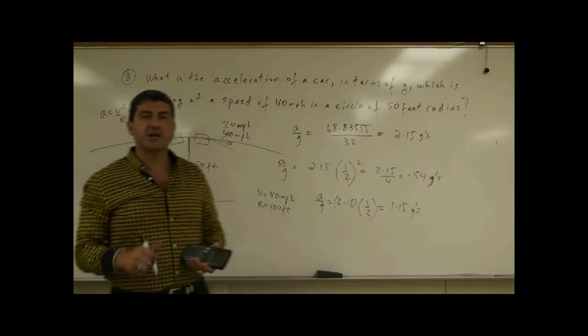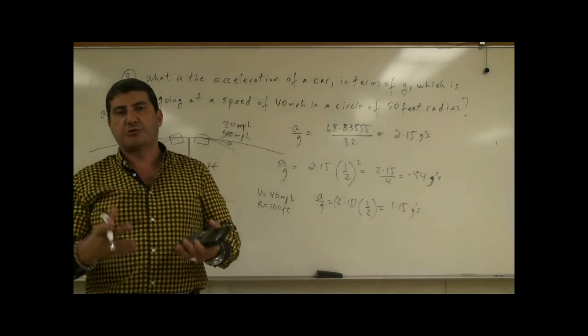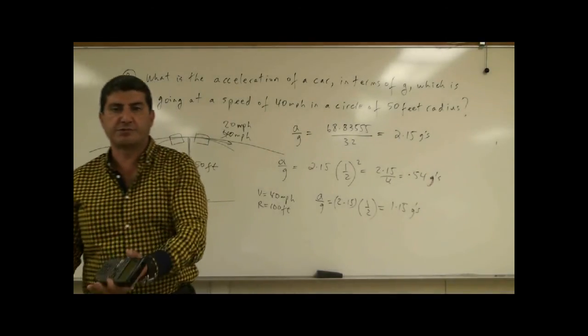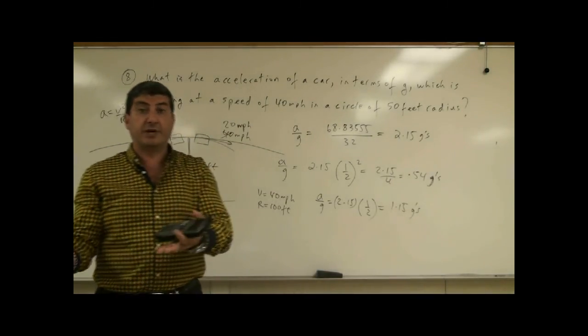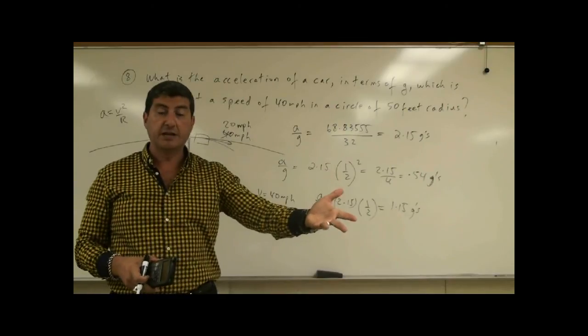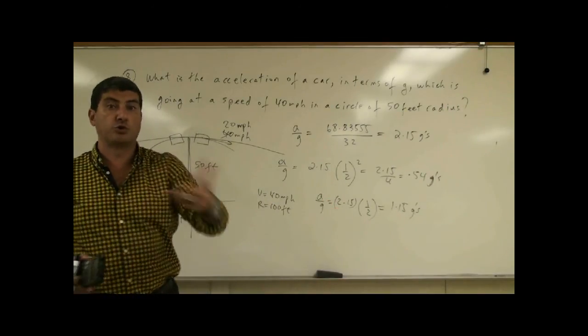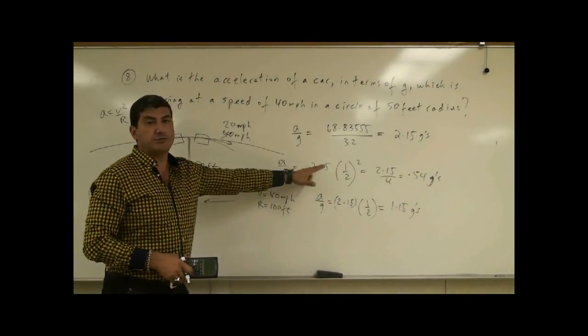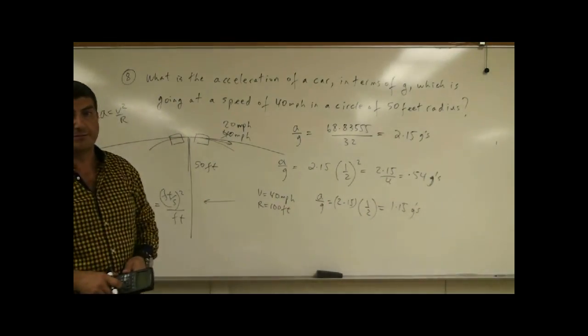So now you see how you can calculate the acceleration: convert from miles per hour to feet per second, square that, and divide by the radius. But if you're given a new speed, you don't have to do the whole calculation all over again. You can just do it in terms of ratios. Thank you very much.